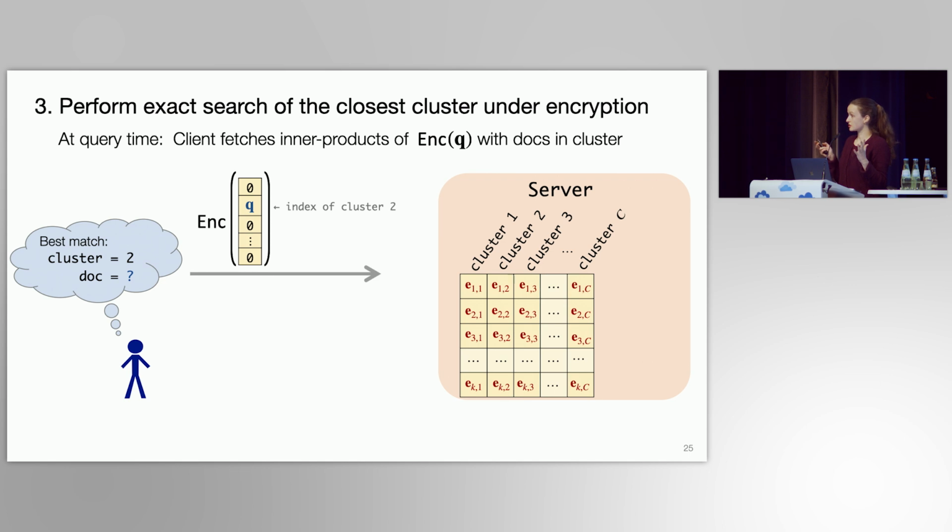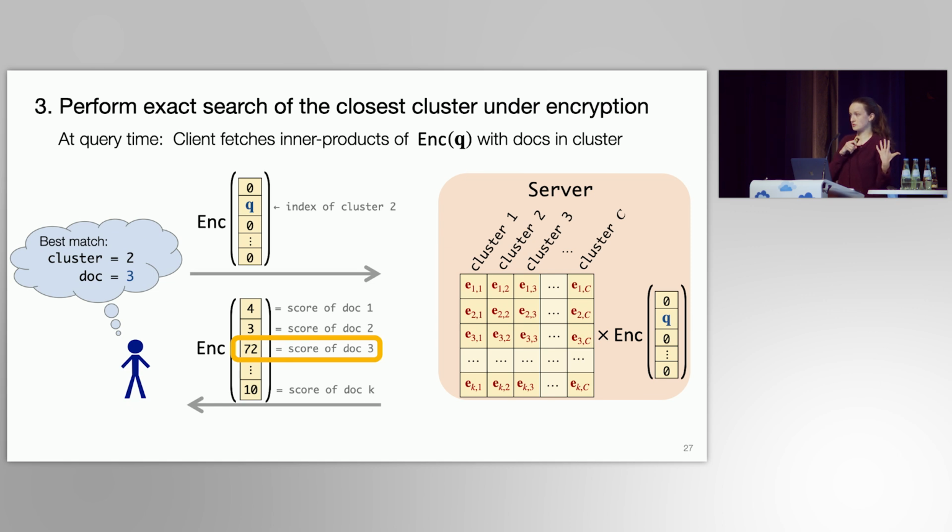Now, because the vector is encrypted, the server is learning nothing, but the server can still compute the matrix vector product between its search index matrix and the client's query vector. The server computes this and sends it back to the user.